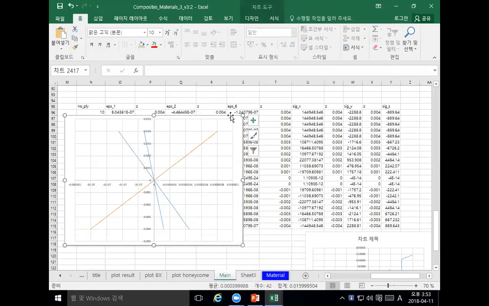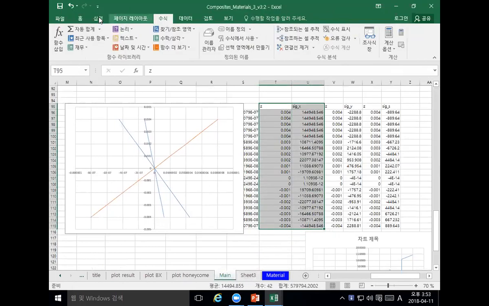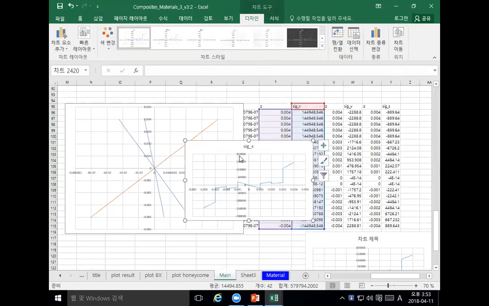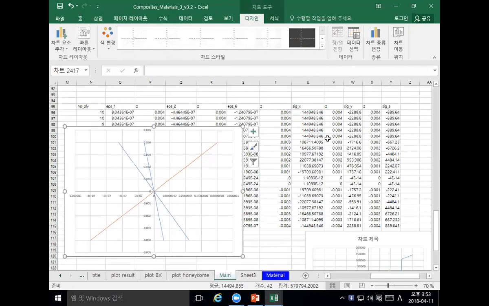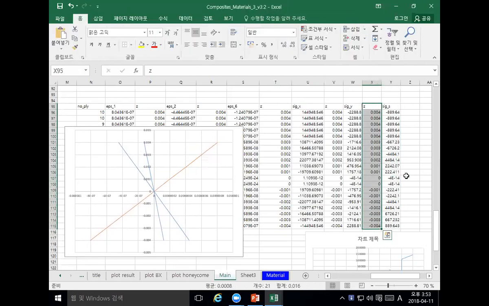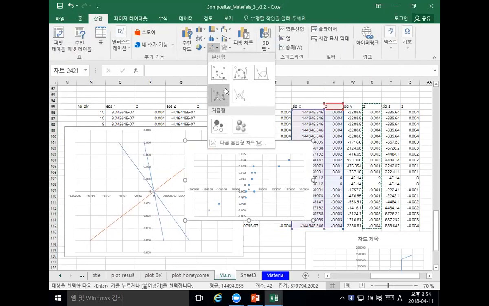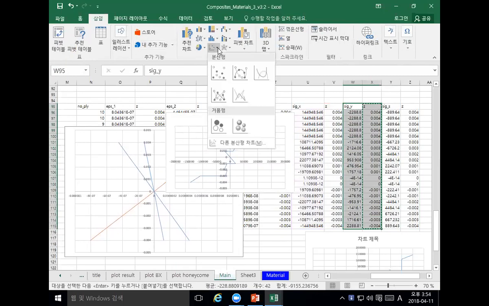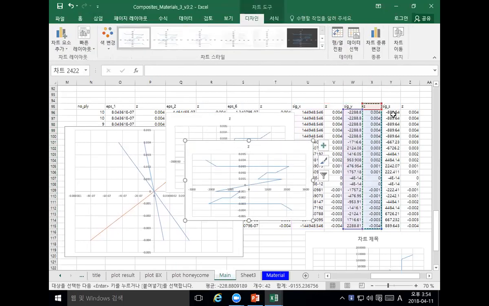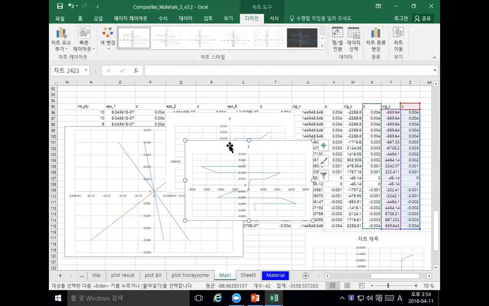Okay, well, it takes a little time, but we have to have it. It's very important, very important procedures to judge. Okay, that is that. I feel very stupid, but okay, this is z, sigma X, and next is sigma Y, and the last one is the shear stress, okay? Shear stress, okay.